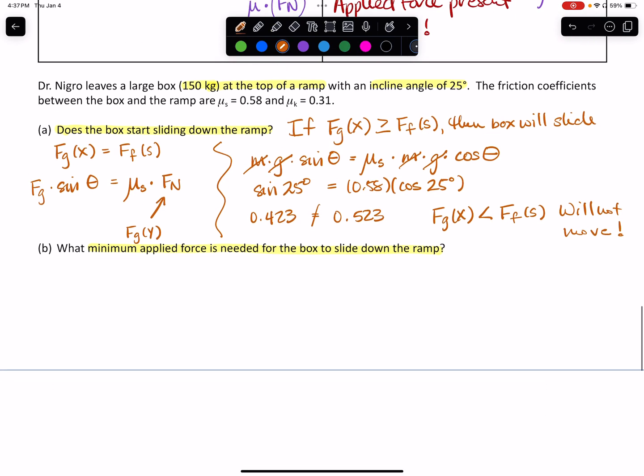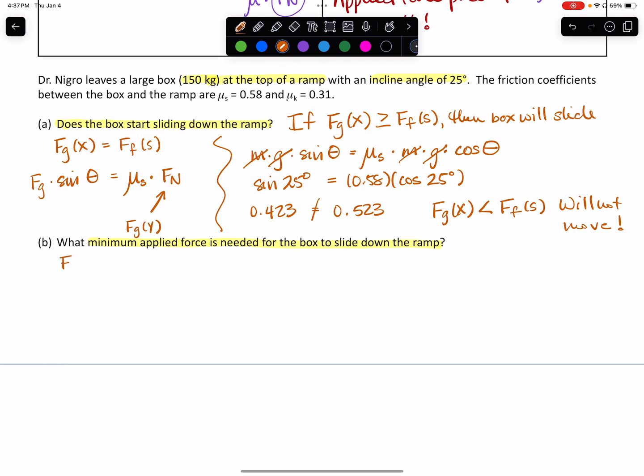So let's think about our F net equation. It's going to be equal to that gravitational force in the x direction plus our frictional force. This time it's going to be kinetic. Oh no, not kinetic, because we're still overcoming the static, right? Because it isn't moving yet. So let me fix that: static plus some sort of applied force. That's the push that I need to give it. If this is going to work, the net force is going to be equal to 0 because it will just be getting ready to start moving.